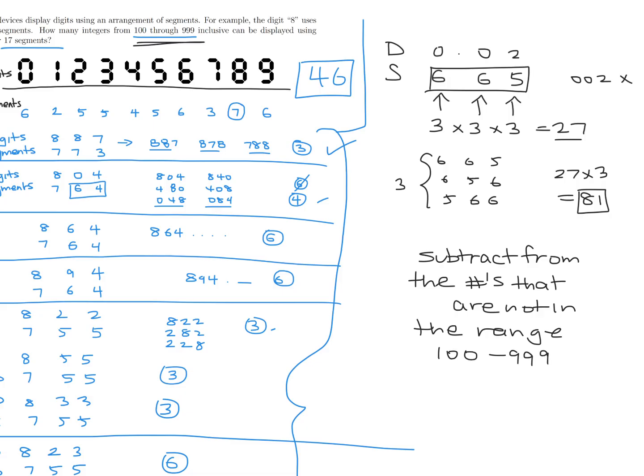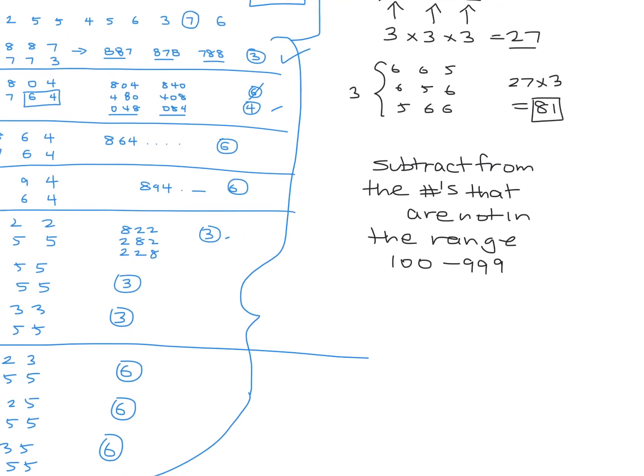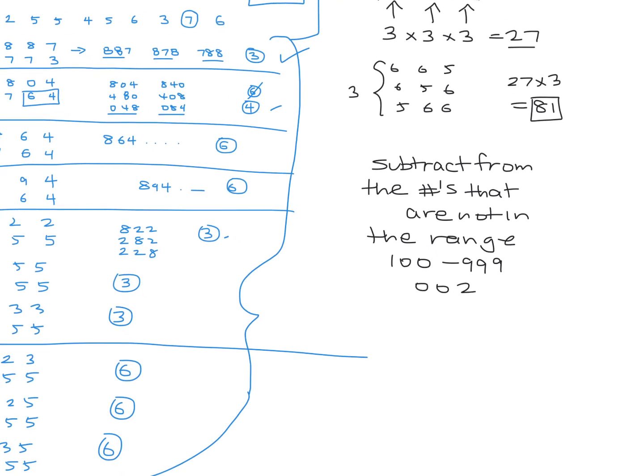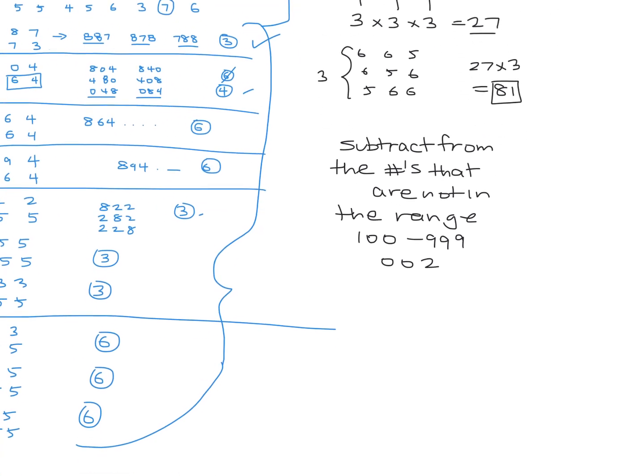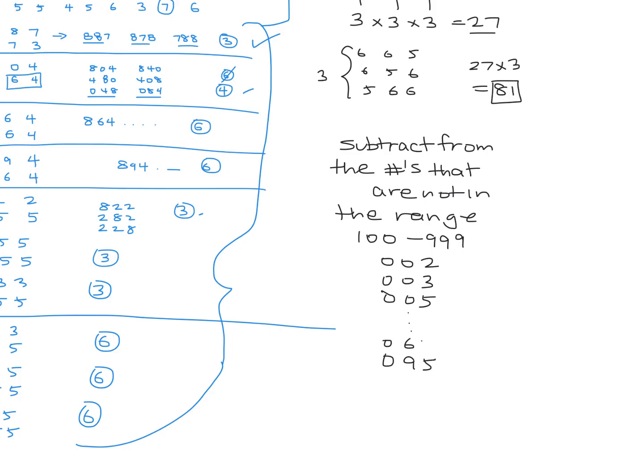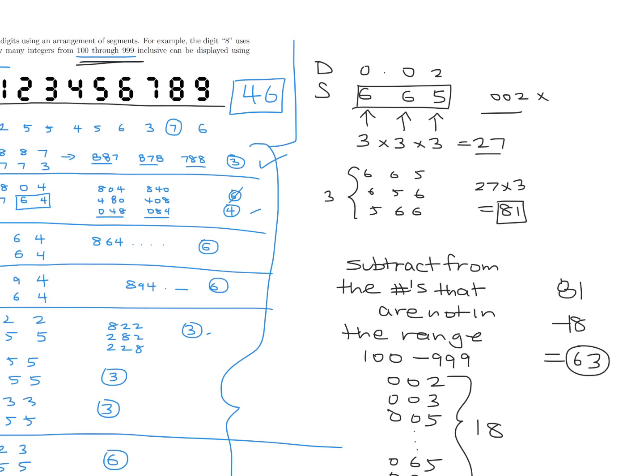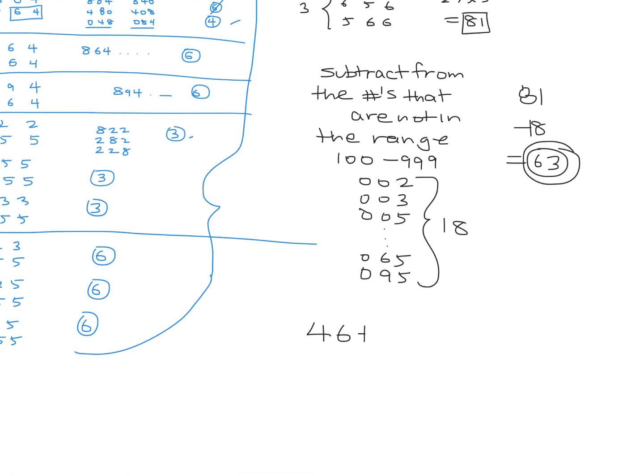So basically, it'll be a whole bunch of, and I'll let you count those. It'll be the first one I gave you right up here, and there's a few others, right? There's 003. There would be a 005 all the way down to 095, 065, and so on. And there's going to be 18 of those guys. So you take that 81 and you subtract from it 18, and you get 63. So then you have to take this guy that we calculated earlier and get the grand total. So 46 plus 63, and that is 109. That is the final answer.